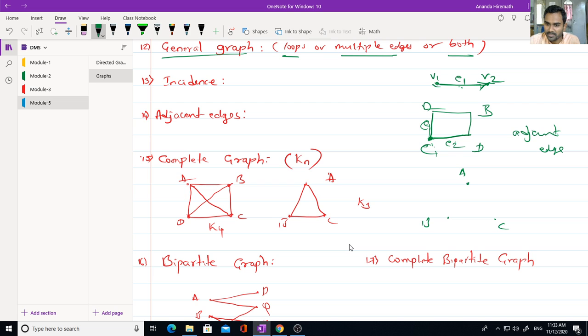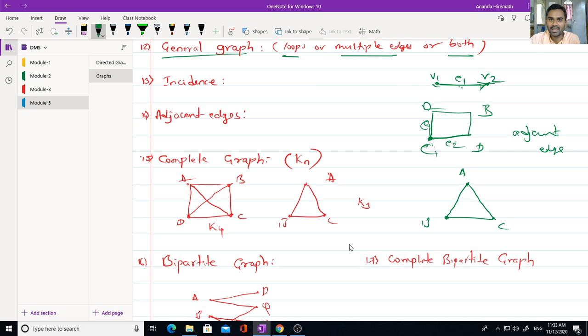Now there must be an edge between A and all the remaining vertices, say A to B and A to C. Now from B again there should be an edge to all the remaining vertices. Say from B to A we already have, then B to C, and from C again to A and B. So this is a complete graph.